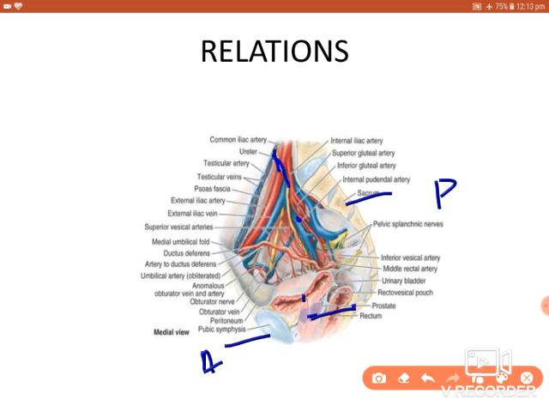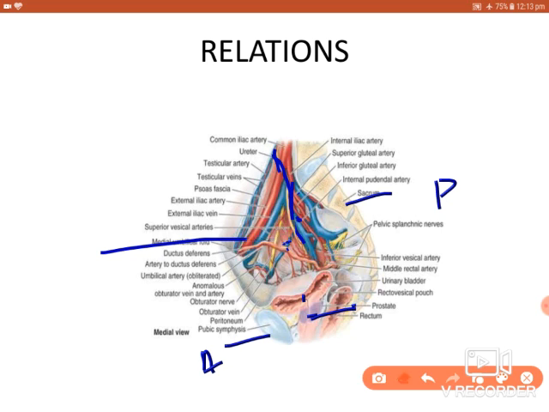Then after this, this is the vertical part of the ureter and it relates to the lateral pelvic wall. So laterally it relates to one muscle here. You can see that red colored structure, this pale red colored structure, that is the obturator internus with the obturator fascia.